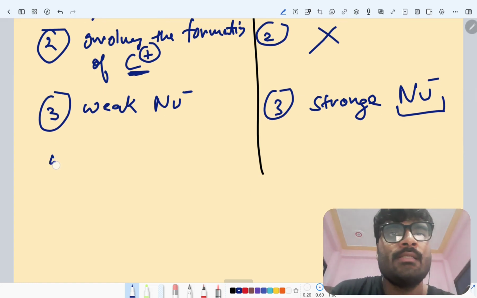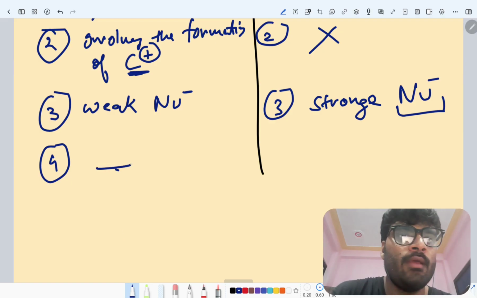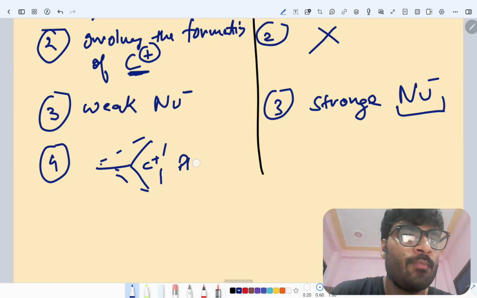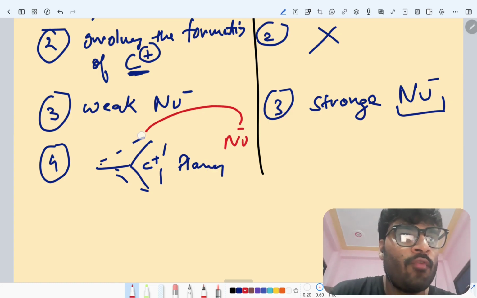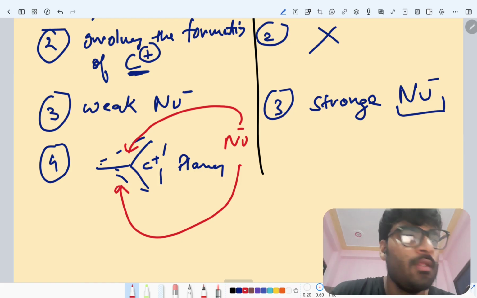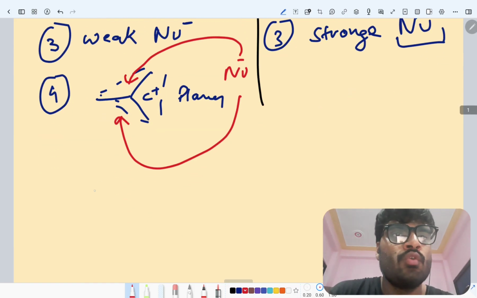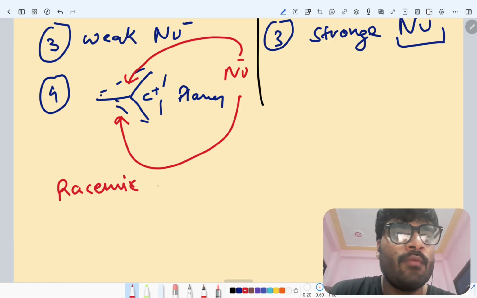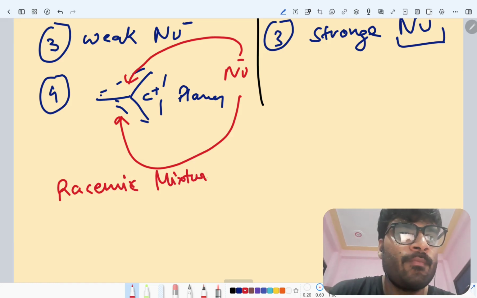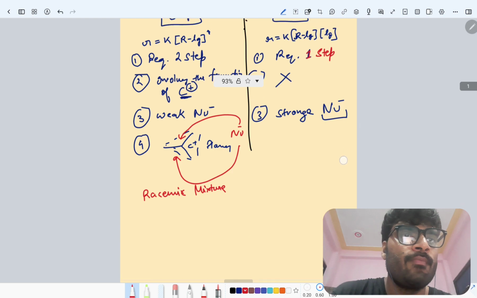Since there is a formation of carbocation here, and you know carbocation is what? Planar. It's a planar molecule. So the nucleophile can attack either from above or from below. There is a good possibility of both things. So we get a racemic mixture here.